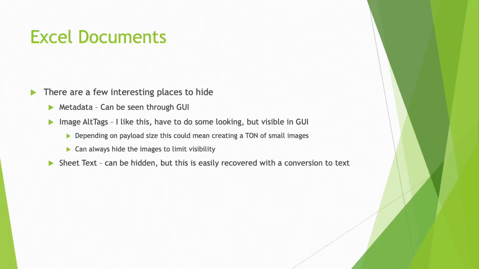Okay. So Excel documents. Excel documents don't have document variables, which made me very sad. We hadn't been doing a lot of phishing with Excel documents, but when we decided we needed to, all of the things that I tried went horribly. So this is going to be a little bit my experience with that. Metadata, again, can be seen through the GUI. Image alt tags: there aren't a lot of people that toss a lot of images in spreadsheets, but you can still use that. And sheet text. Sheet text can be hidden, but it's easily recovered and converted to text.